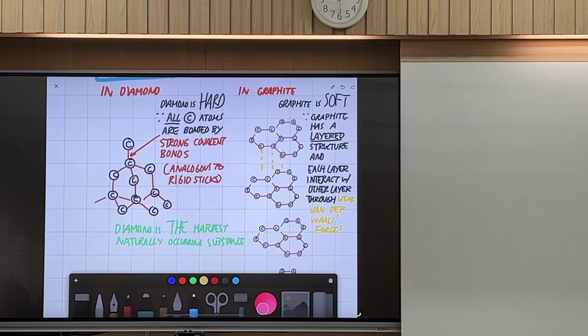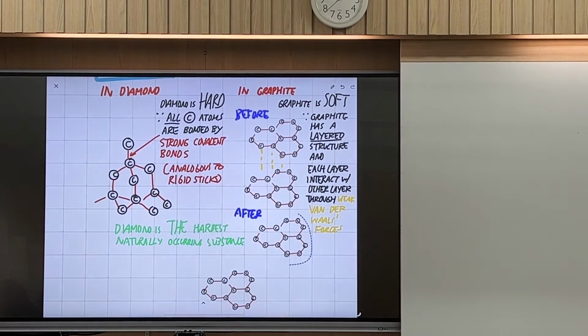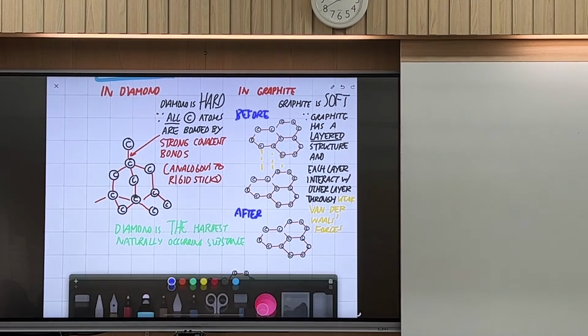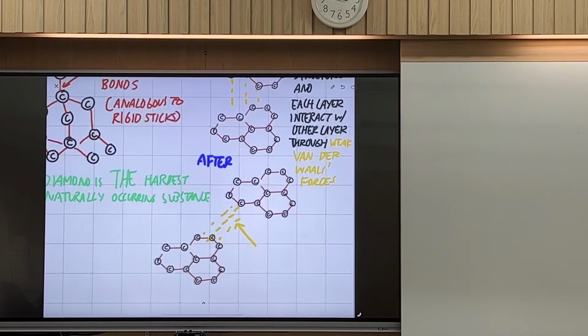So therefore, you can put down, this is what you have before, and this is what you have after. After you slide the layers apart, you see it doesn't take you much effort to shift one layer relative to the other. These are easily broken. So because these forces can be easily broken, therefore it is possible to slide the layer.